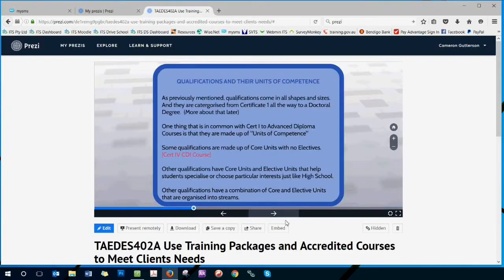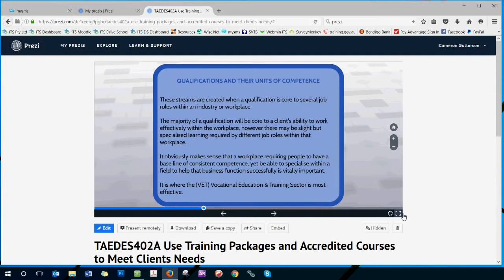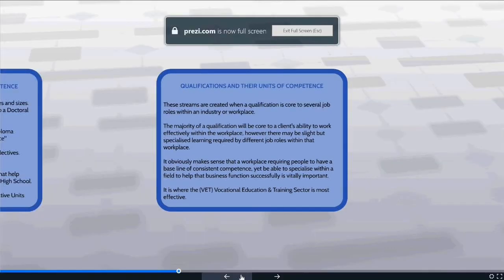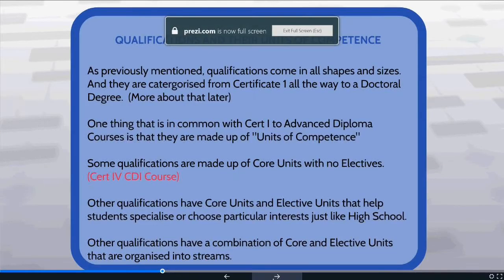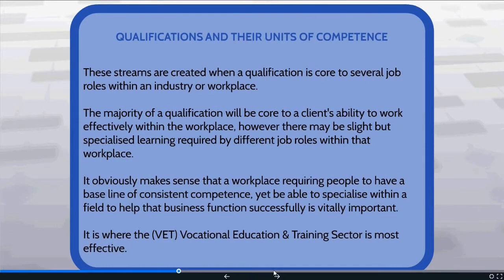Other qualifications have core units and elective units that help students specialise or choose particular interests, just like we did at high school. We used to get to about year 10, I think. Year 9, year 10 was when electives would start, and we could then take those electives all the way through high school and end up having quite a specialised year 12 if you went through that far. Other qualifications have a combination of core and elective units that are organised into streams.